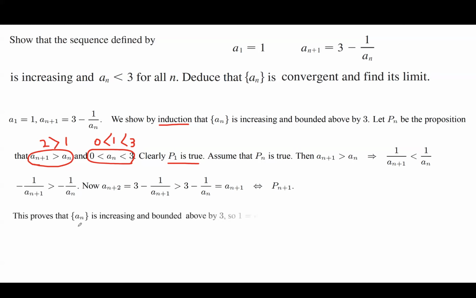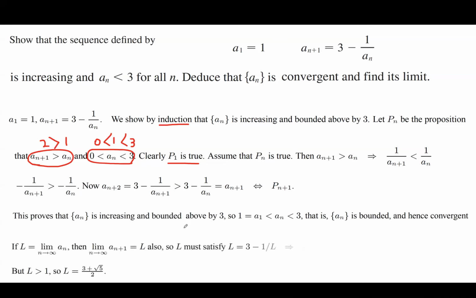So this proves that the sequence is increasing and bounded above by 3. So an is bounded between 1 and 3, that is, your sequence is bounded, and hence it is convergent. We can find the limit: if you set the limit to be L, L is equal to 3 minus 1 over L. The limit of the left-hand side and the limit of the right-hand side are the same. Here, L is equal to 3 minus 1 over L.